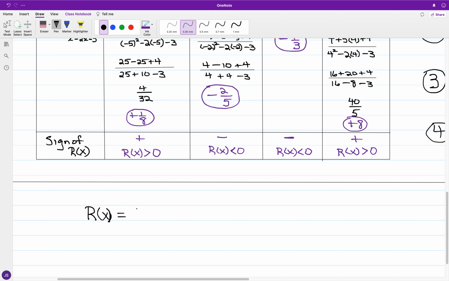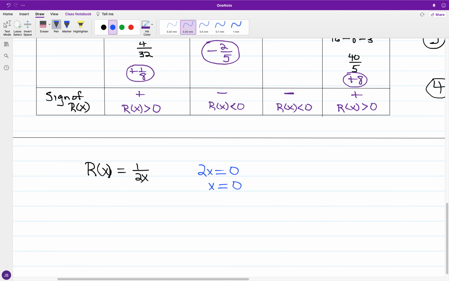Okay, say we have r of x is equal to 1 over 2x. Now for the zero of this, you have only one variable expression, that is 2x. And from this, we have that x is equal to 0. So this is the only 0 we have from this rational function.